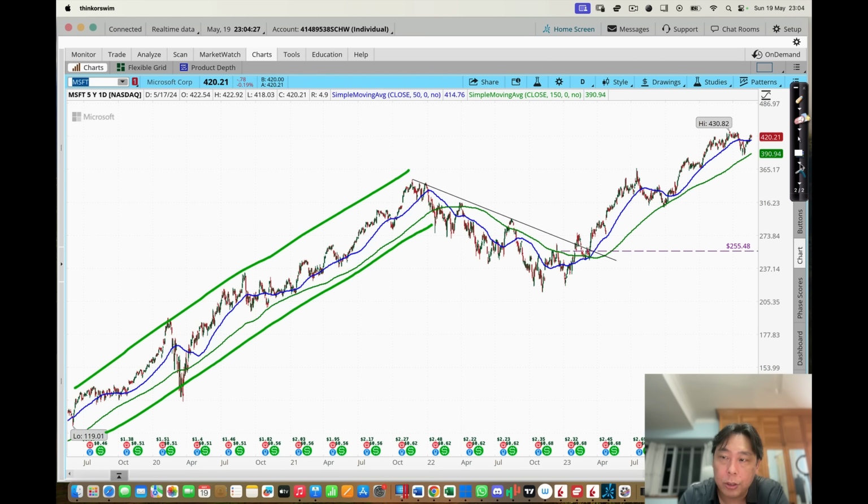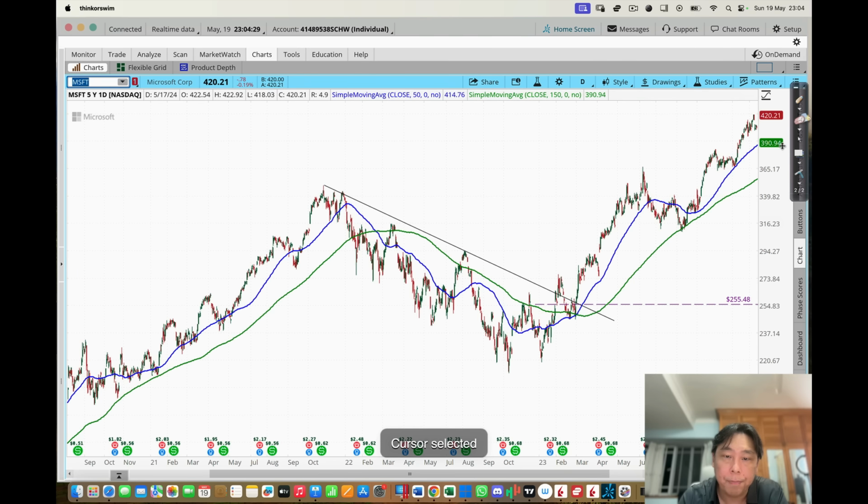Let me zoom in so you can see it a bit clearer, okay? 50 crossing below the 150, and the blue is sloping down. The green flattens here, right? It flattens here. So at this point, this will be the point where we confirm the downtrend. Again, we can't confirm it right at the top, but that confirms the downtrend, and that's the downtrend over there.